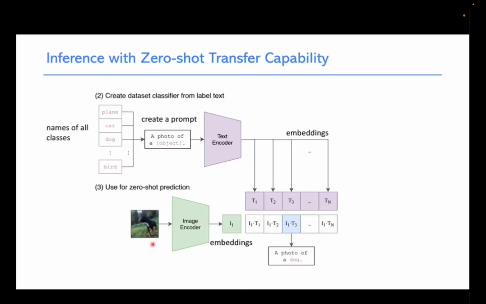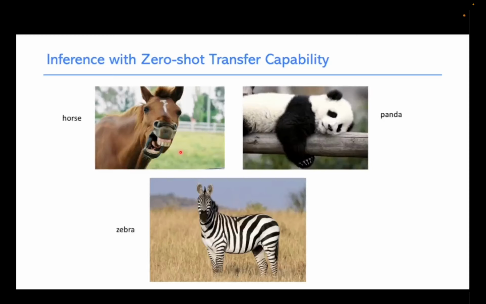And as we have mentioned before, imagine we input an image like a zebra, and our prompt is a photo of a zebra, which has the shape of a horse and the color of a panda. It should still be able to predict what is a zebra. So that is the great thing about CLIP.